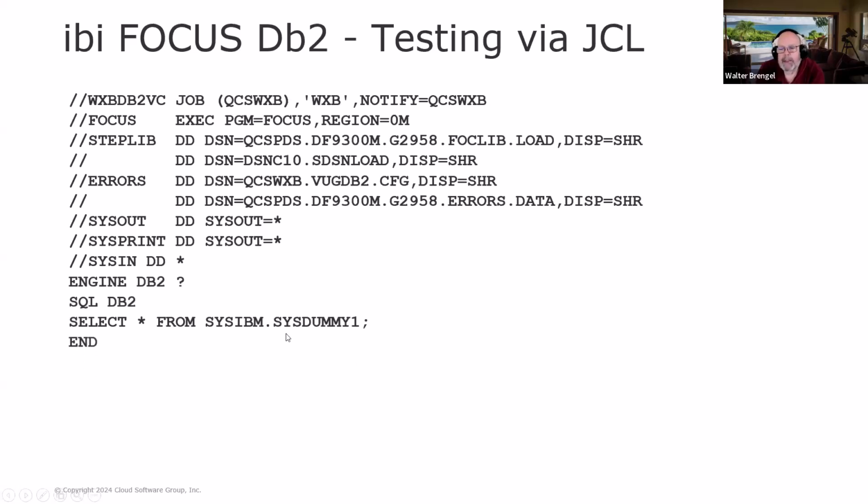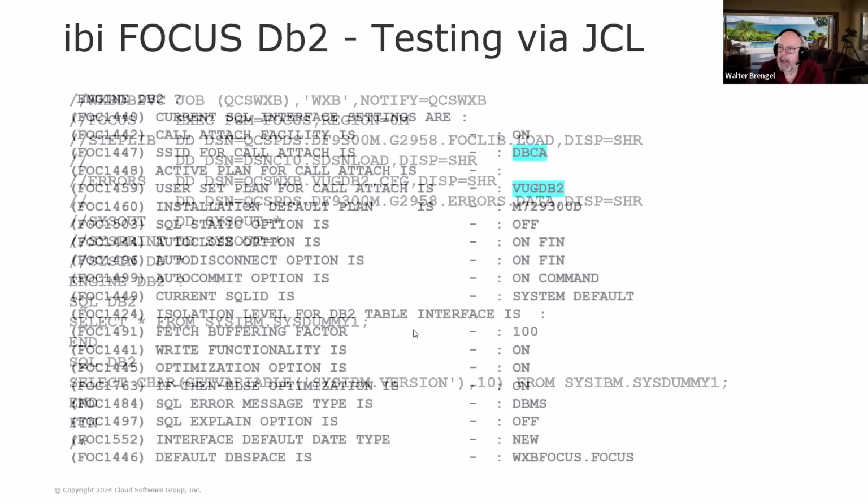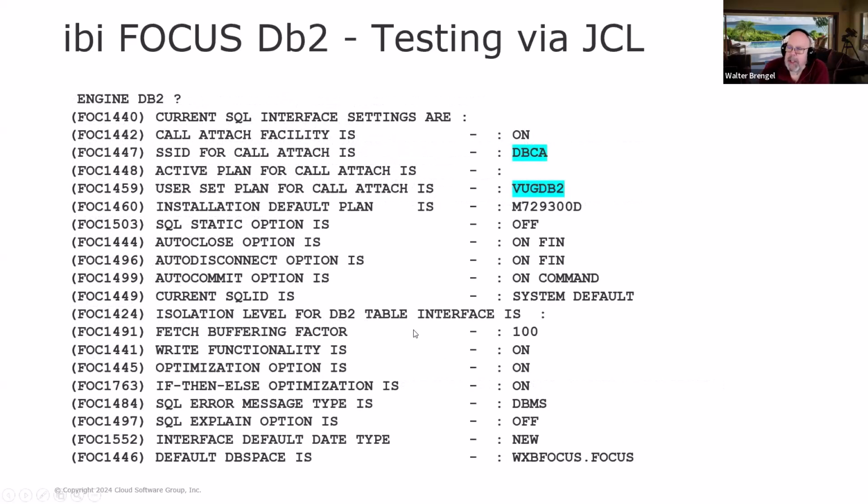And to terminate the SQL DB2 section, END. And then we're going to do another one, which is going to do GETVAR, so we can see what version of DB2 we're connecting to. You don't really need to do both of these, but I'm just giving you some alternates because GETVAR is a kind of powerful function that you can use. Then we FIN focus, and we close the SYSIN with a /*. And here's the output of the ENGINE DB2 question mark.